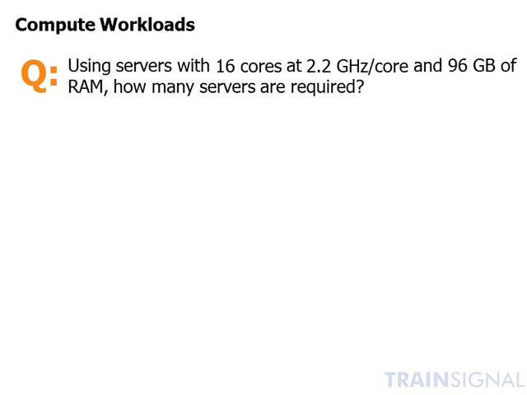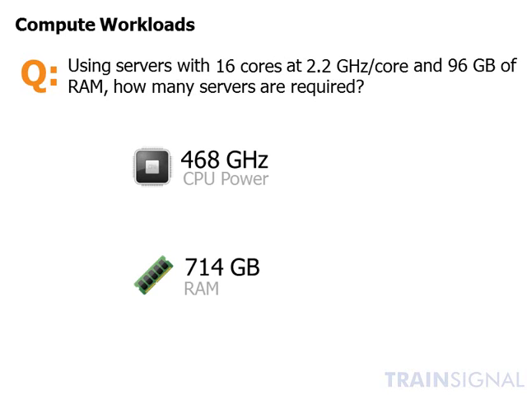Well, we know that the logical compute design has pretty much already been given to us. That logical compute design was provided at 468 gigahertz of CPU power, right? And 714 gigabytes of RAM. So using that information, how can we then proceed with calculating what our physical design is going to look like?